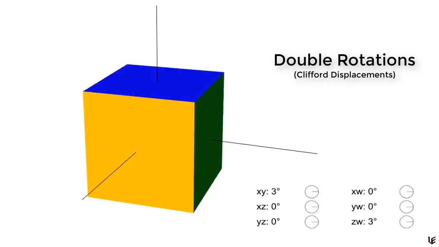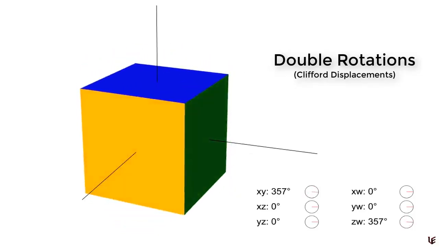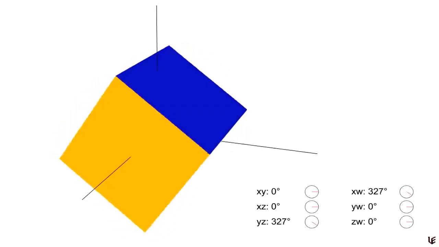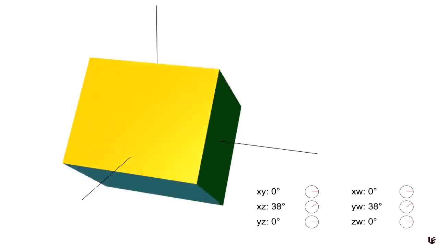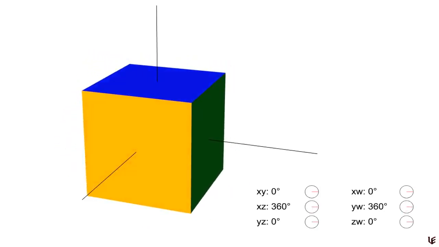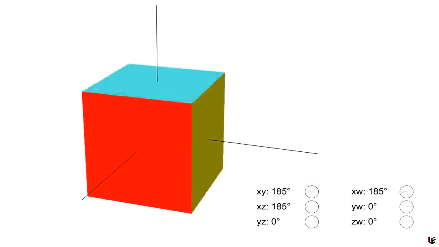There's also a special subset of 2-plane rotations called double rotations, or Clifford displacements. And these are special because they represent rotations around 2 orthogonal planes, which is pretty cool considering this is impossible to do in only 3 dimensions. We can also rotate our tesseract in any 3 planes at once.